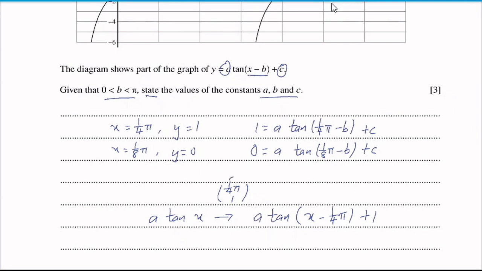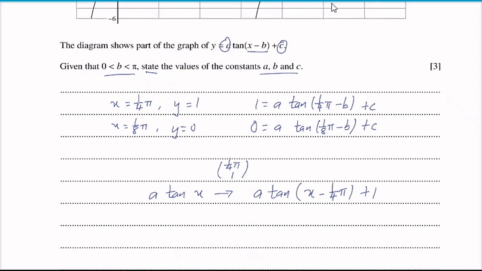When we do this 1 over 4 pi, it affects the x. When we do this 1 here, it just affects the whole thing. We add 1 to the whole thing. So this is the possible transformation that we have undergone here.